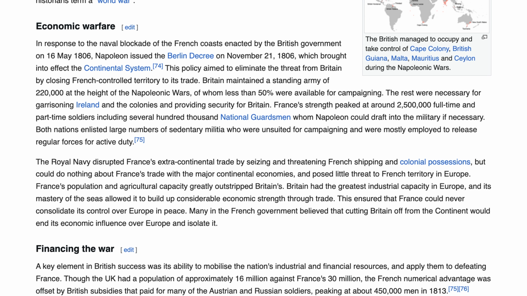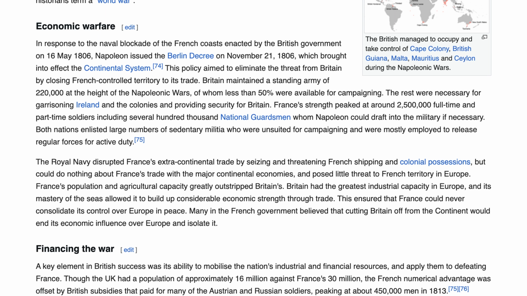Beyond minor naval actions against British imperial interests, the Napoleonic Wars were much less global in their scope than preceding conflicts such as the Seven Years' War, which historians term a World War. Economic warfare. In response to the naval blockade of the French coasts enacted by the British government on 16 May 1806, Napoleon issued the Berlin Decree on November 21, 1806, which brought into effect the Continental System. This policy aimed to eliminate the threat from Britain by closing French-controlled territory to its trade.